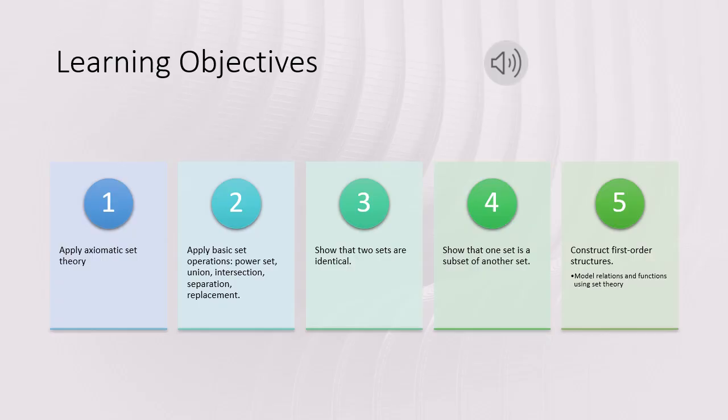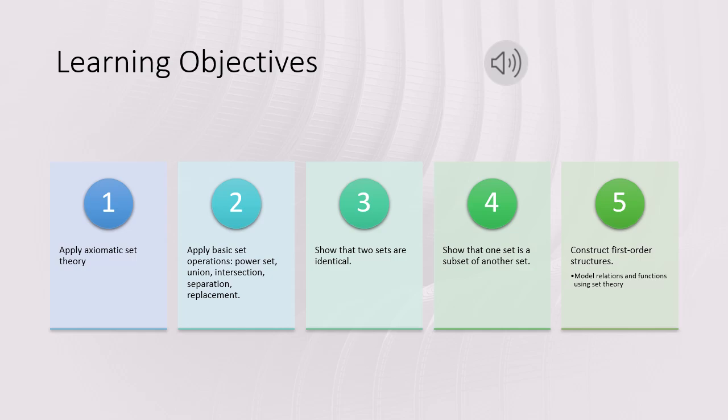So as usual, we have some learning objectives for this module. The first is to apply axiomatic set theory. So we'll finish off the process of formalizing naive set theory. Last module, we talked about the axiom of extension, the axiom of comprehension, why it was inconsistent, and then we started introducing the notion of the separation axiom.